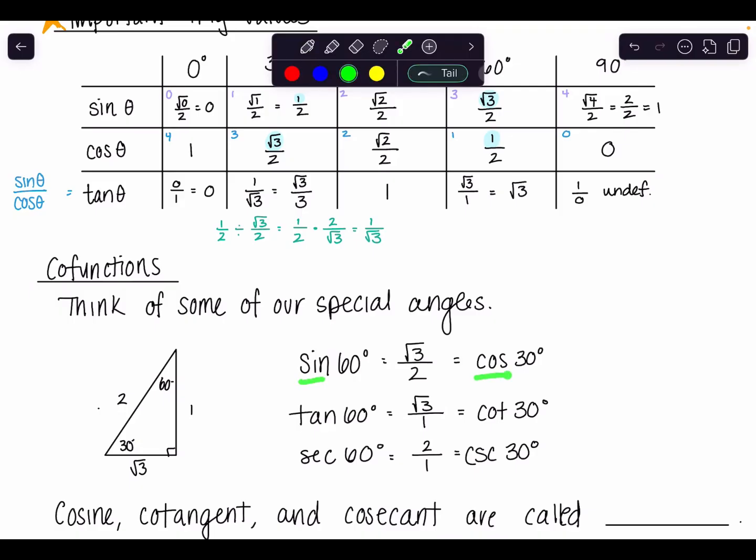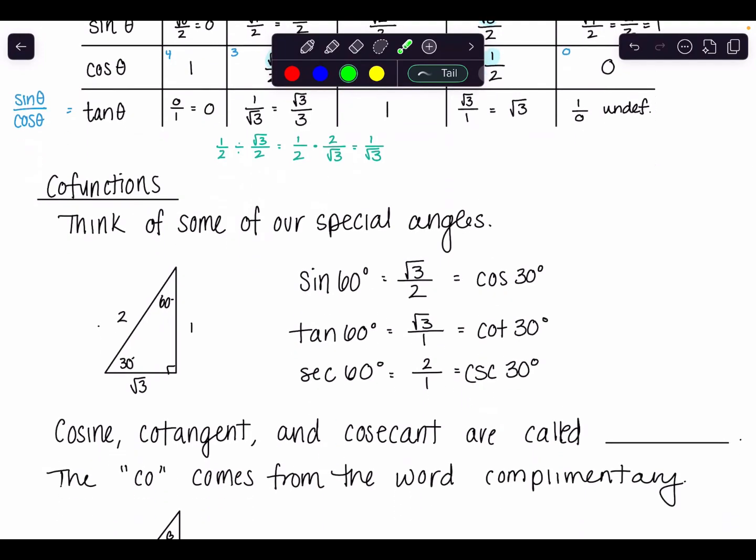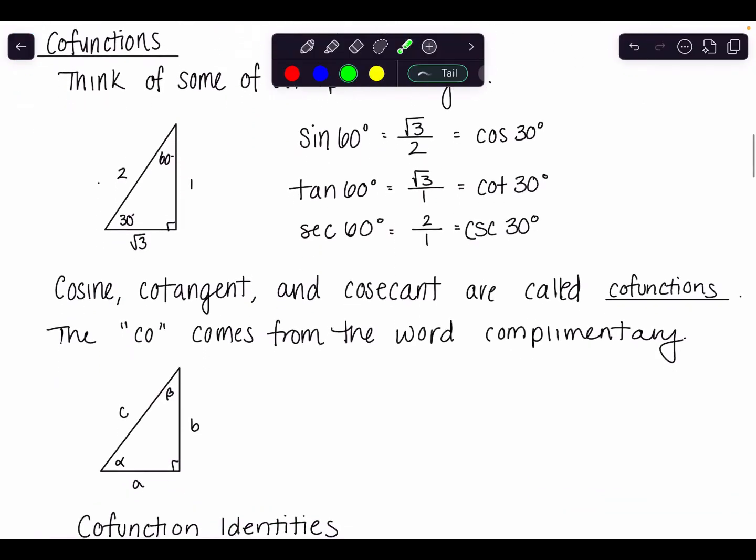So sine and cosine are called cofunctions. Tangent and cotangent, secant and cosecant are also cofunctions. And that co just comes from that word being complementary, because the two angles in here are complementary to each other. So if you look at alpha plus beta in our triangle, because one angle is a right angle, these two have to add up to 90. So alpha and beta are complementary.